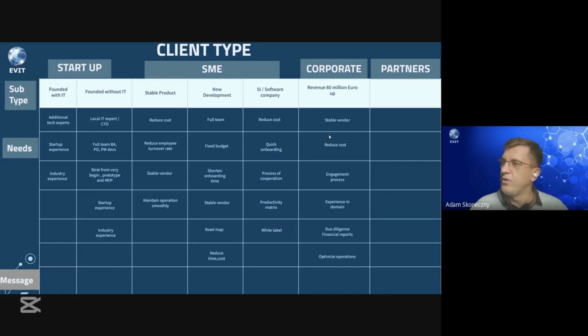And then they are looking for optimizing operation. When you are a corporate, you have many departments, many subsidiaries. The operations are extremely complicated. You need to manage multiple people. So what they often do is have some position in a company called a vendor manager or procurement department. Those people are responsible for finding the vendor, working with the vendors and managing the vendors.